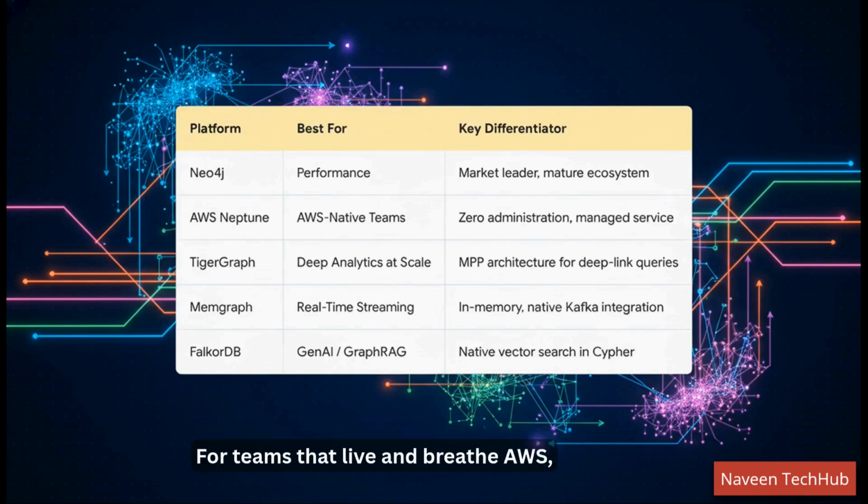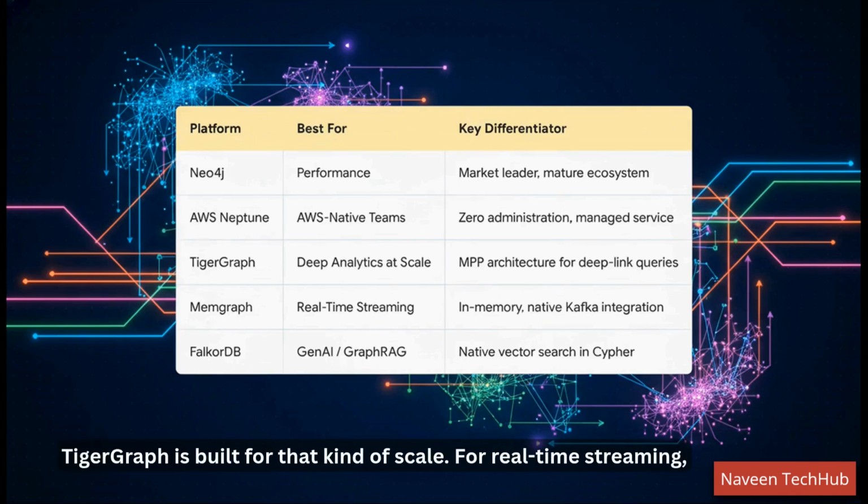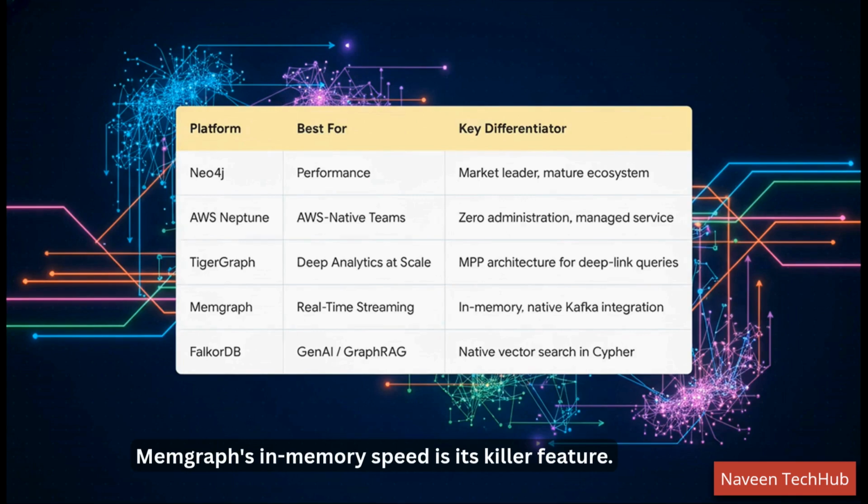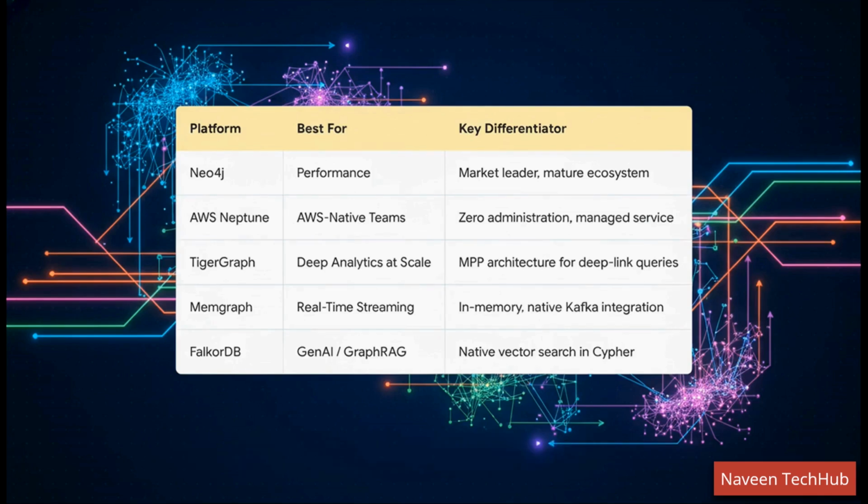For teams that live and breathe AWS, Neptune offers a fully managed service. If you're doing really deep, complex analytics across billions of connections, TigerGraph is built for that kind of scale. For real-time streaming, Memgraph's in-memory speed is its killer feature. And for all the new Gen AI and GraphRAG stuff, FalkorDB actually offers native vector search right inside Cypher.